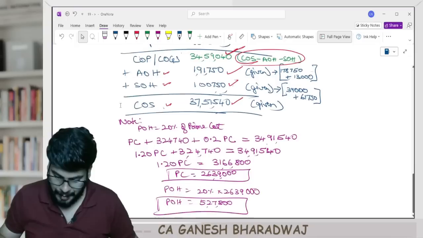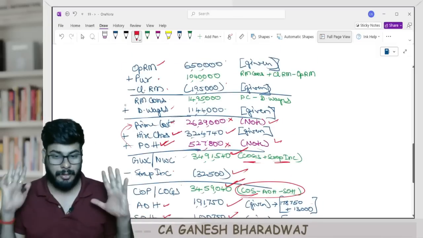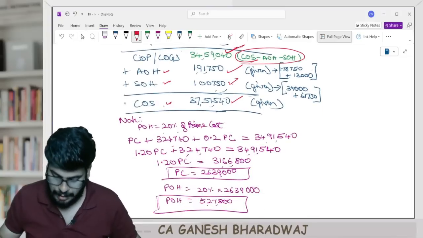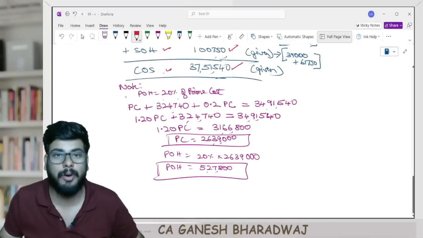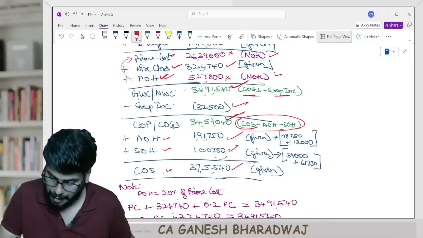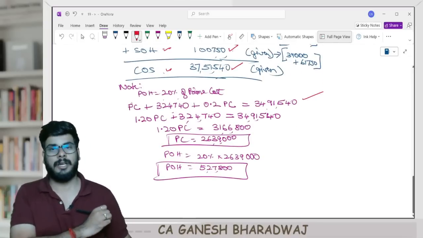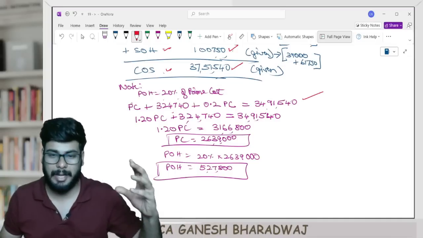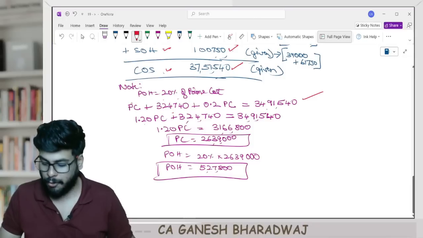So can I say here, POH is 20% of prime cost, or in other words, prime cost, we don't know the figure yet, plus 3,24,740 given in the question, plus production overheads, which is 20% of prime cost, plus 0.2 PC. PC stands for prime cost, plus 0.2 PC gives you how much? This figure we have arrived at, 34,91,540. So 34,91,540. Correct, guys? Yes, with this we have framed an equation with only one variable, which is PC. So I can say 1.20 PC plus 3,24,740 gives me 34,91,540.